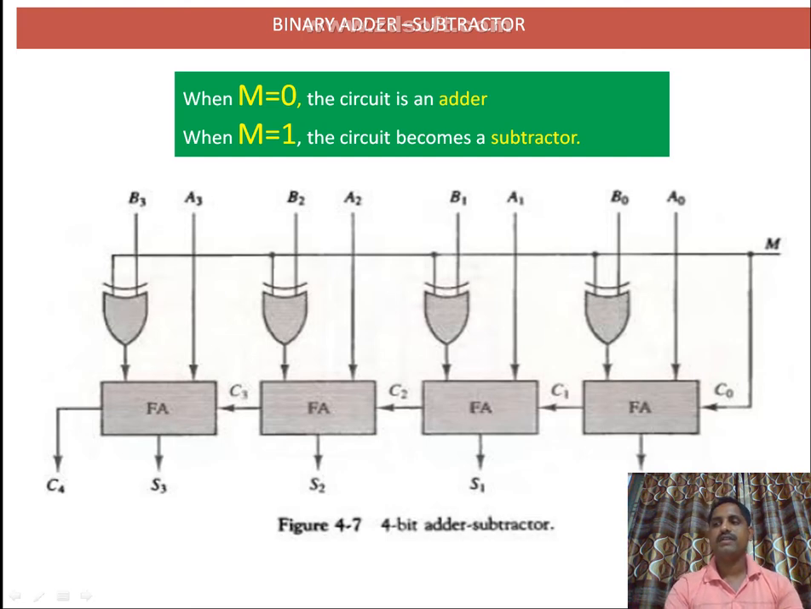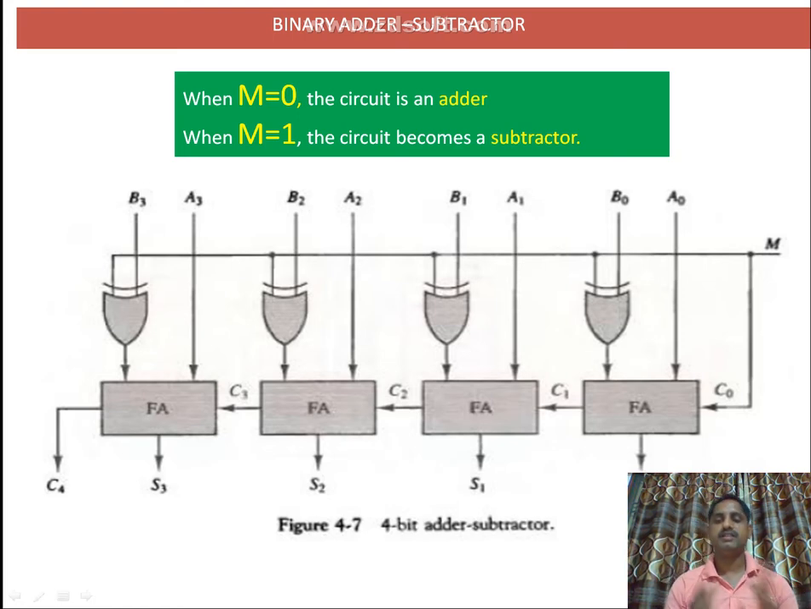controls the operation. When M equal to 0 the circuit is an adder, and when M equal to 1 the circuit becomes a subtractor. So when M equal to 0 we have B XOR 0 equal to B. The full adder receives the value of B, the input carry is 0, and the circuit performs A plus B. When M equal to 1 we have B XOR 1 equal to B complement and C0 equal to 1. Then all the B inputs are complemented and a 1 is added to the input carry. It is called a binary adder subtractor.